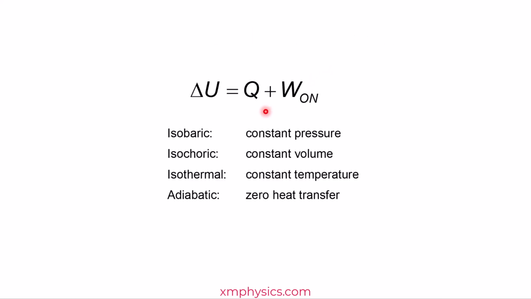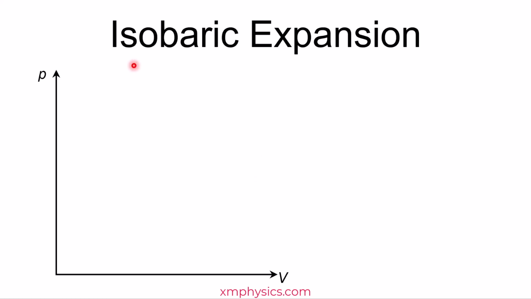Hello, in this video we're going to apply the first law of thermodynamics onto these four special thermal processes. For each of these processes, we're going to see whether each term in this equation is positive, zero or negative. Ready? Let's go! Let's start with the isobaric expansion, which is an expansion at constant pressure.